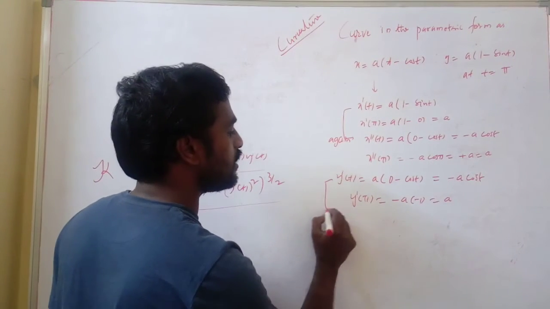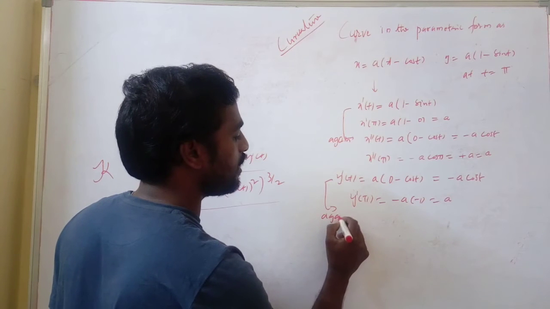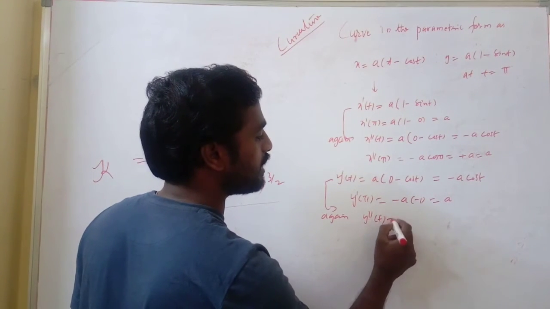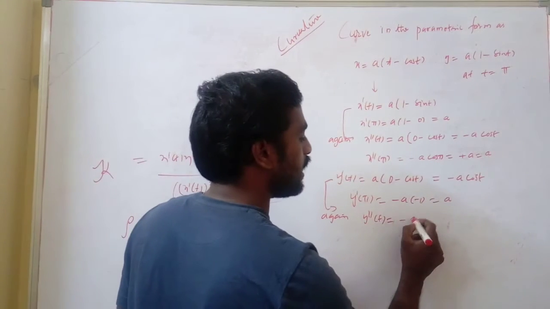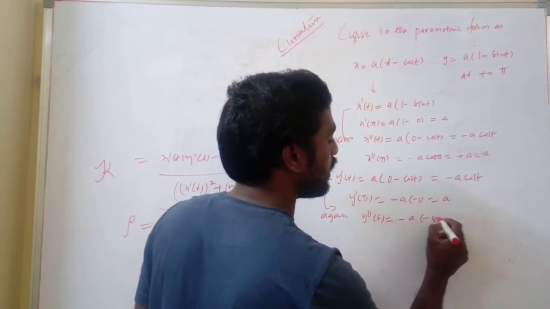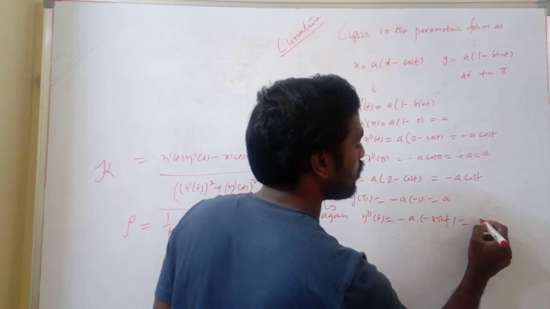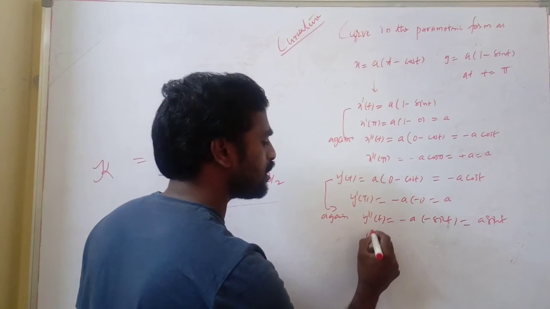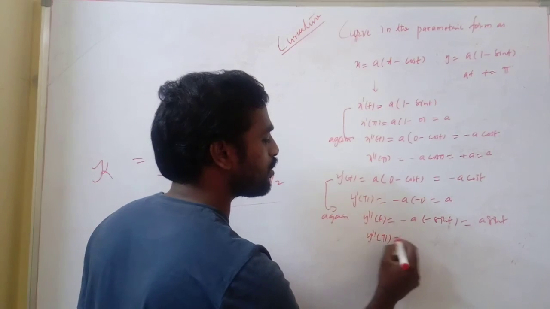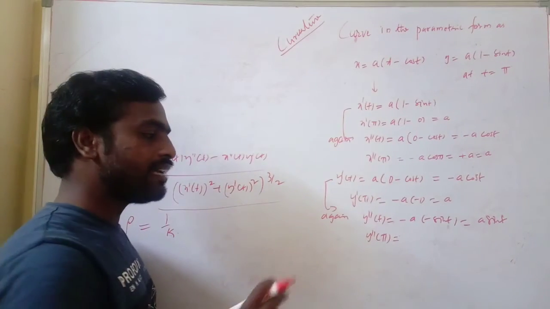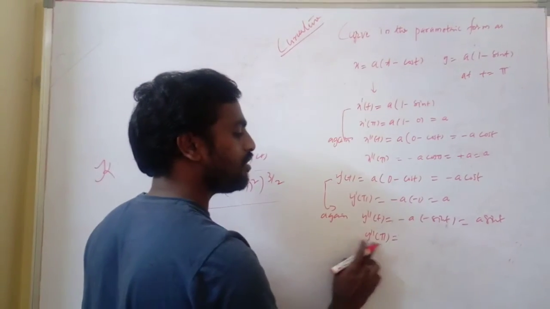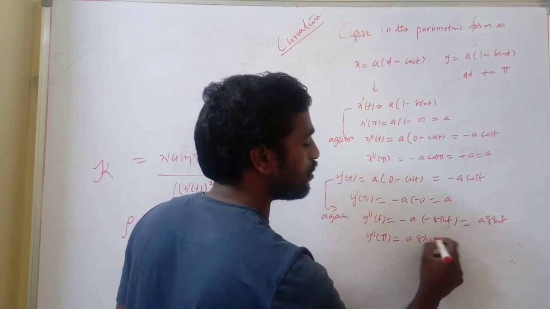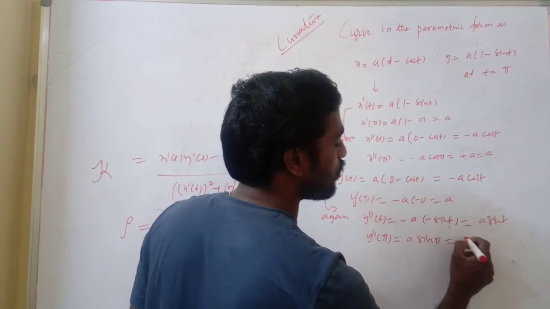Next, differentiate again to get the second order derivative. The y second derivative of t is equal to minus a, which is constant, times the derivative of cos, which is minus sin t, which is equal to a sin t. At t equal to pi, substitute that value: the second derivative at pi is equal to a into sin pi, which is 0. So the final value is 0.